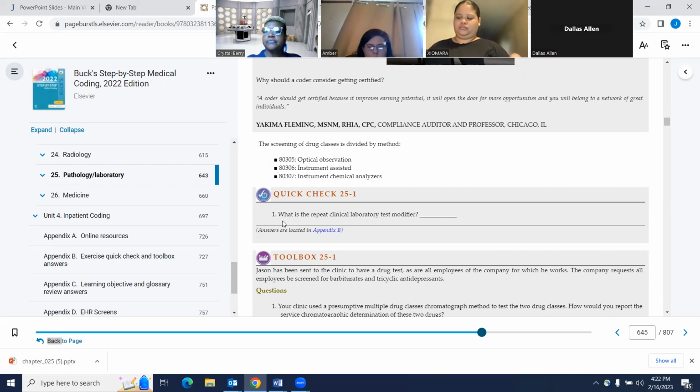Distinct procedural service. Right. So it's a distinct procedural service, which is a repeat clinical laboratory, which is a distinct procedure that's being reported, that's being done. And it's a repeat clinical. So that means that that is something that's done often when you go into the laboratory. You'll get more into it once you get your book. You'll have a better understanding, Dallas.